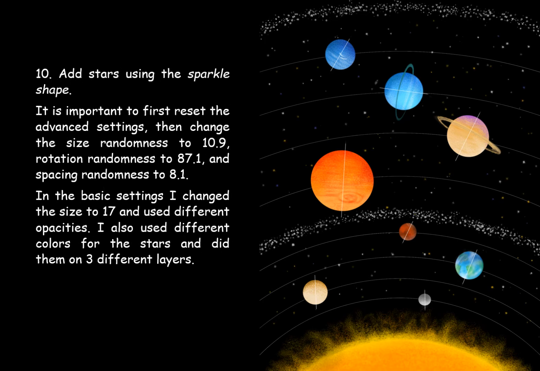10. Add stars using the sparkle shape. It is important to first reset the advanced settings, then change the size randomness to 10.9, rotation randomness to 87.1, and spacing randomness to 8.1. In the basic settings, I changed the size to 17 and used different opacities. I also used different colors for the stars and did them on 3 different layers.